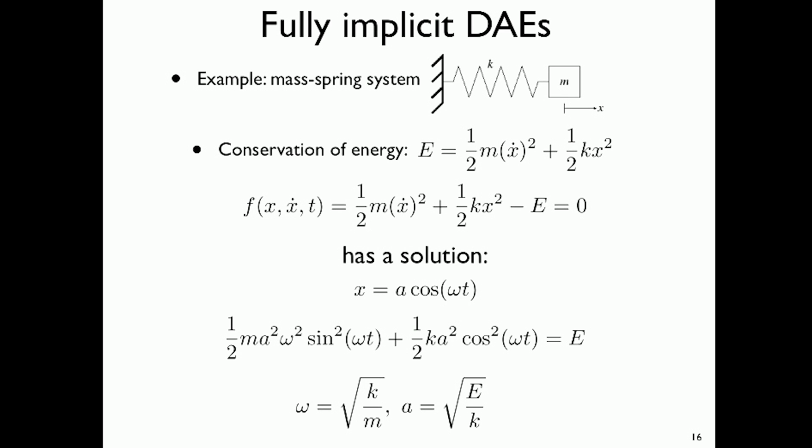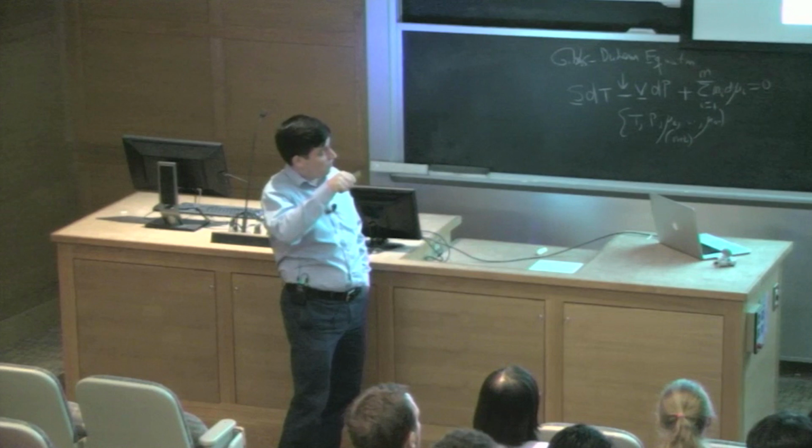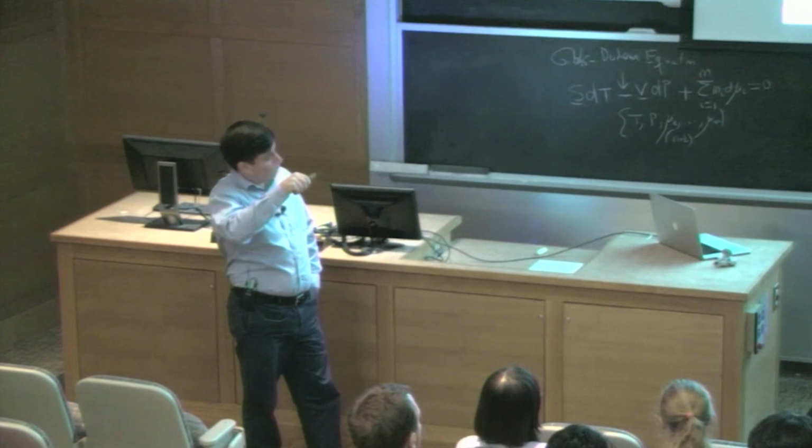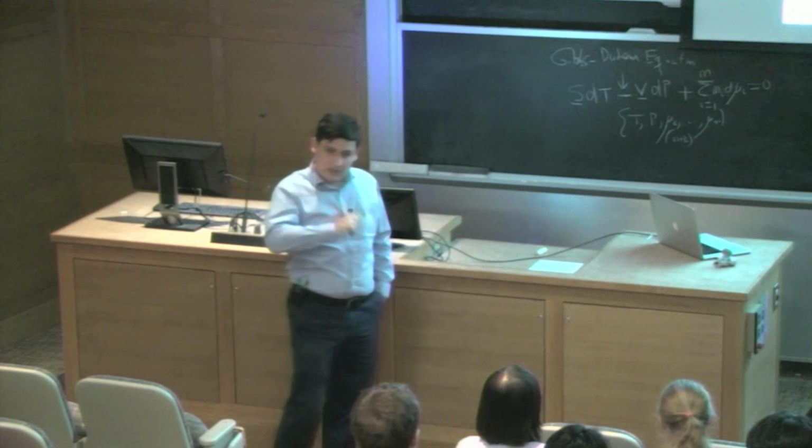We have a differential state because we're taking the time derivative of x, and we'd like to be able to determine x as a function of time. So f of x, x dot and t, that's this equation, 1/2 mv squared plus 1/2 kx squared minus E is equal to 0. Okay, we'd like to solve this differential algebraic equation. It's well posed. We have one equation for one unknown, one state.